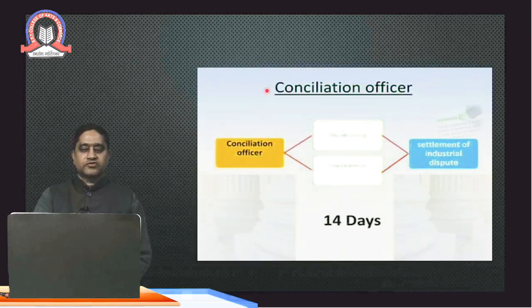Coming to the conciliation officer, the conciliation officer would be mediating between the employer and the employee. He may be promoting a number of steps which are required for a good and cordial relationship between the employer and the employee, or the workman and the management, and they should arrive at a settlement within 14 days of the receipt of the complaint. He should try to settle the industrial disputes.